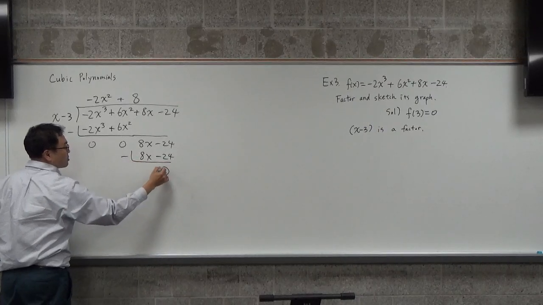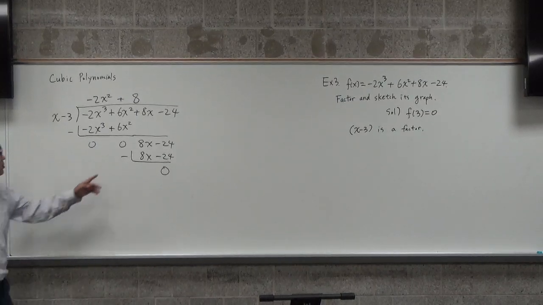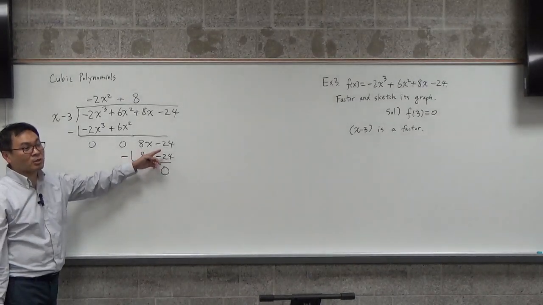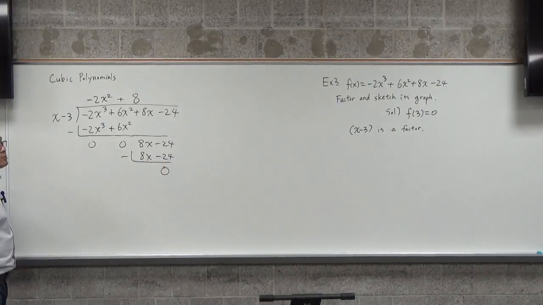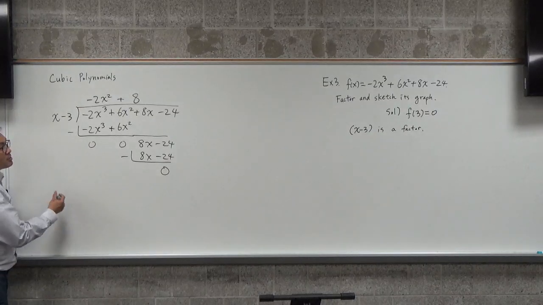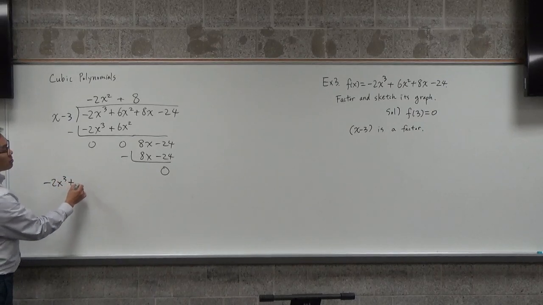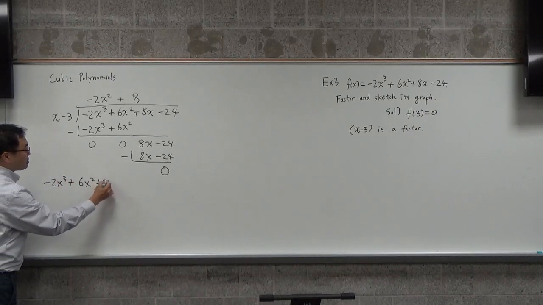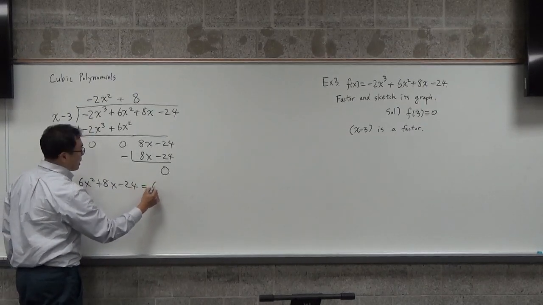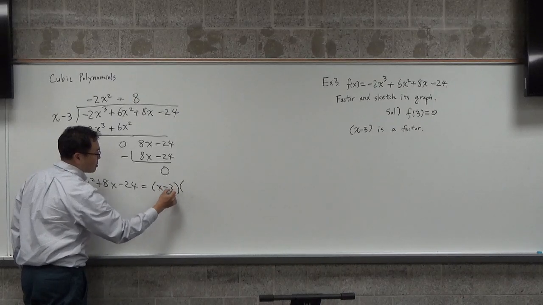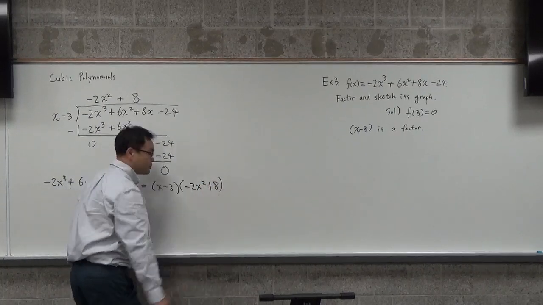Subtract. What do you get? You get 0, right? Yeah, if you subtract the negative, it's plus. So negative 24 plus 24 is 0. Okay. All right, so you get that. And that means that negative 2x cubed plus 6x squared plus 8x minus 24, this thing that you're dividing by, is equal to x minus 3 times negative 2x squared plus 8.